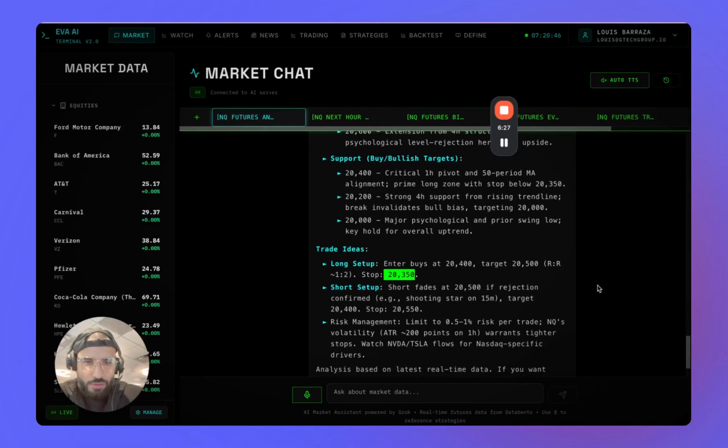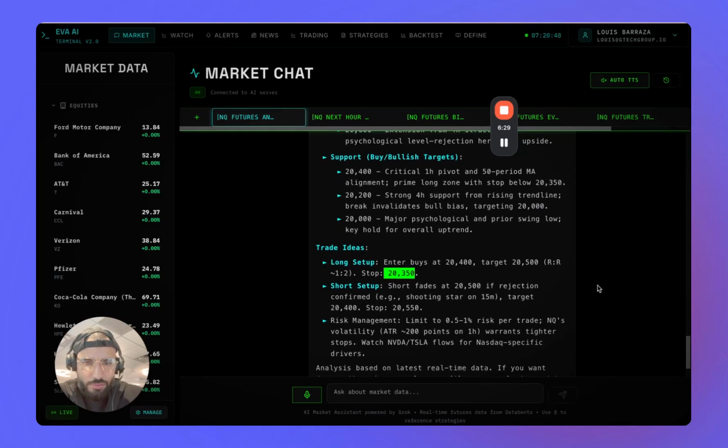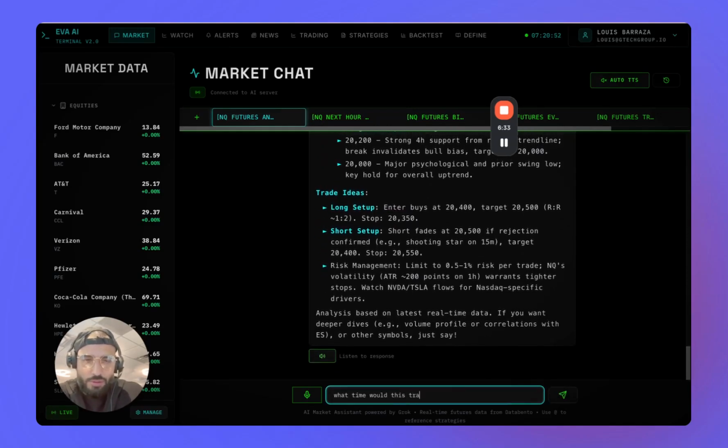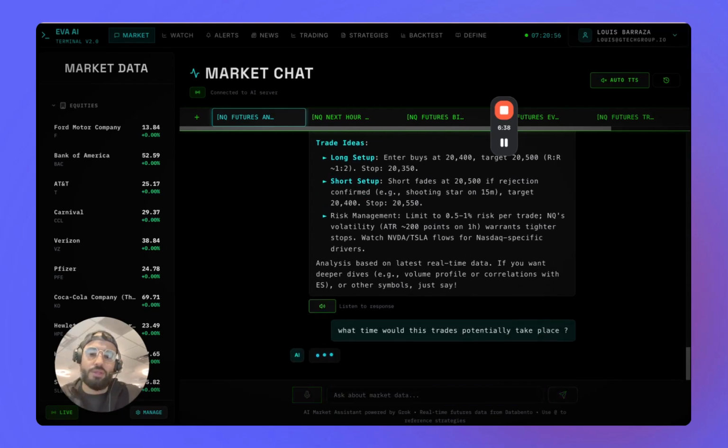Short fades at 500, rejection confirmed. What time will these trades potentially take place? So we could have the AI predict and at least give us a framework. You don't want to be trading based off the AI systems.